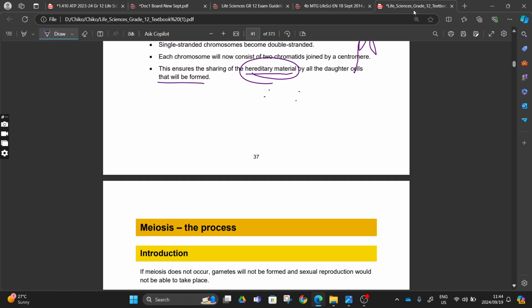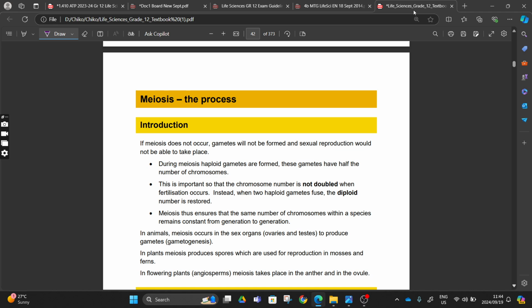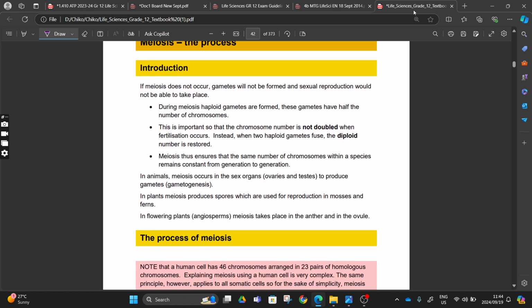So we are moving on to the process of meiosis, and as we can see, this process of meiosis is very important so that the chromosome number is not doubled when fertilization occurs. Instead, when two haploid chromosomes fuse, the diploid number is then restored, right? Then meiosis ensures that the number of chromosomes within the species remains constant from generation to generation.